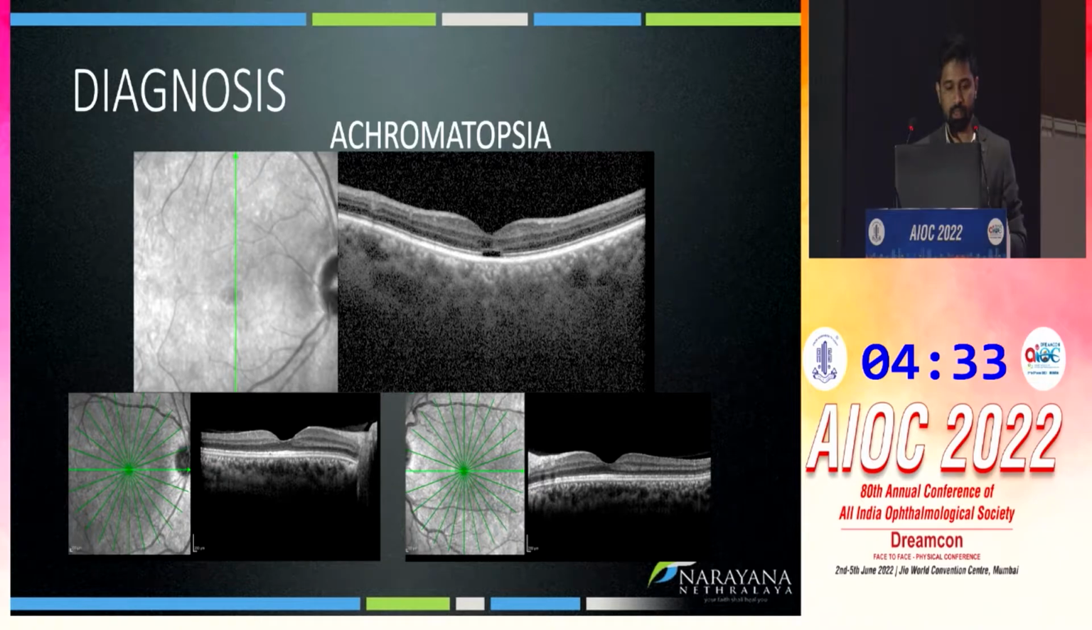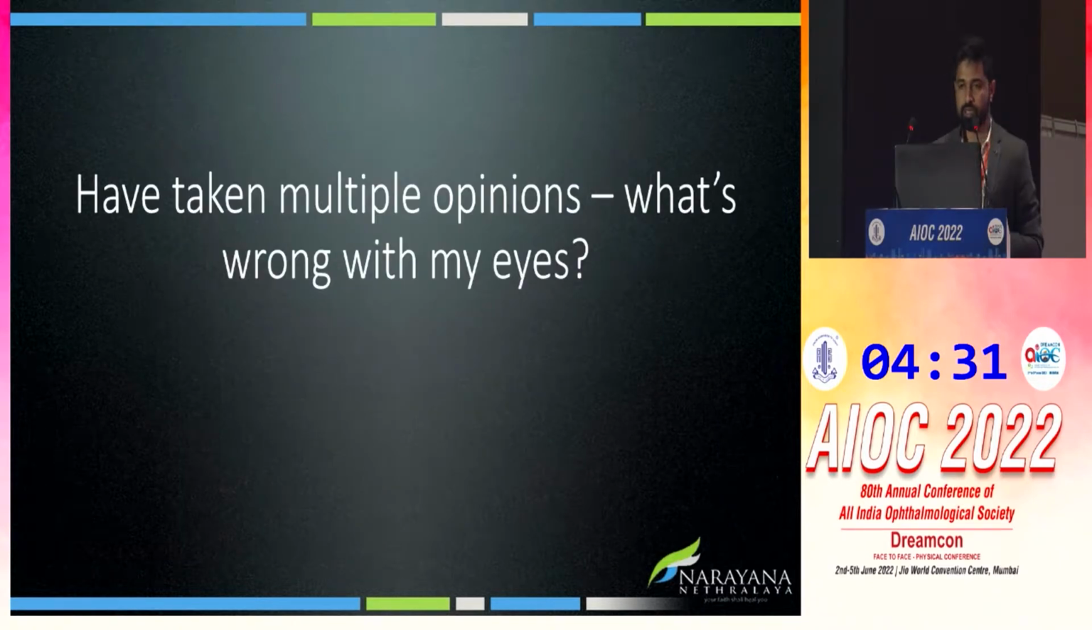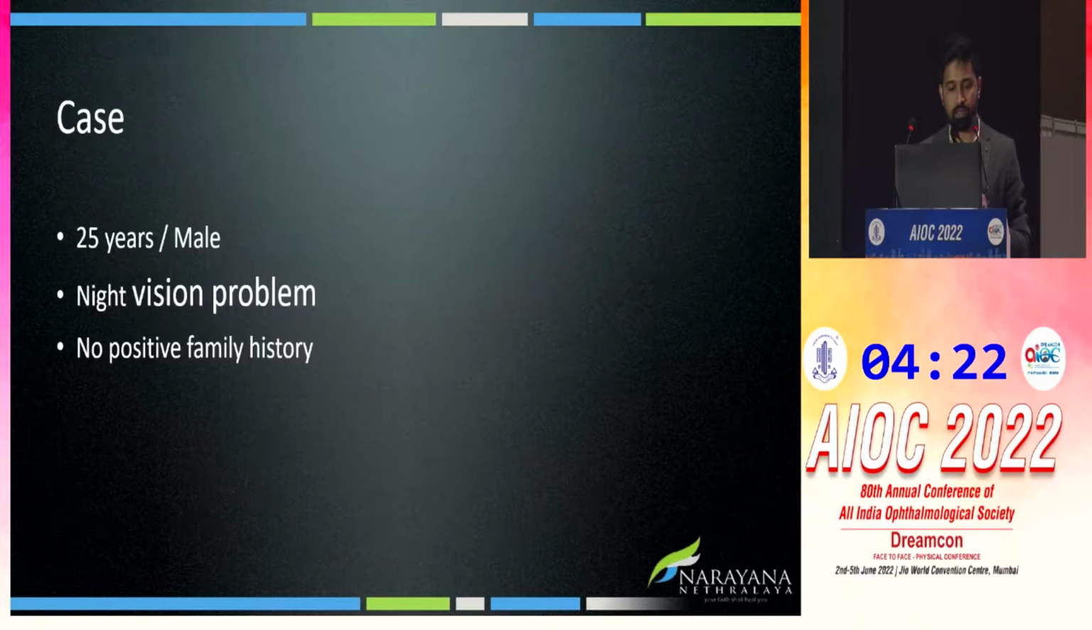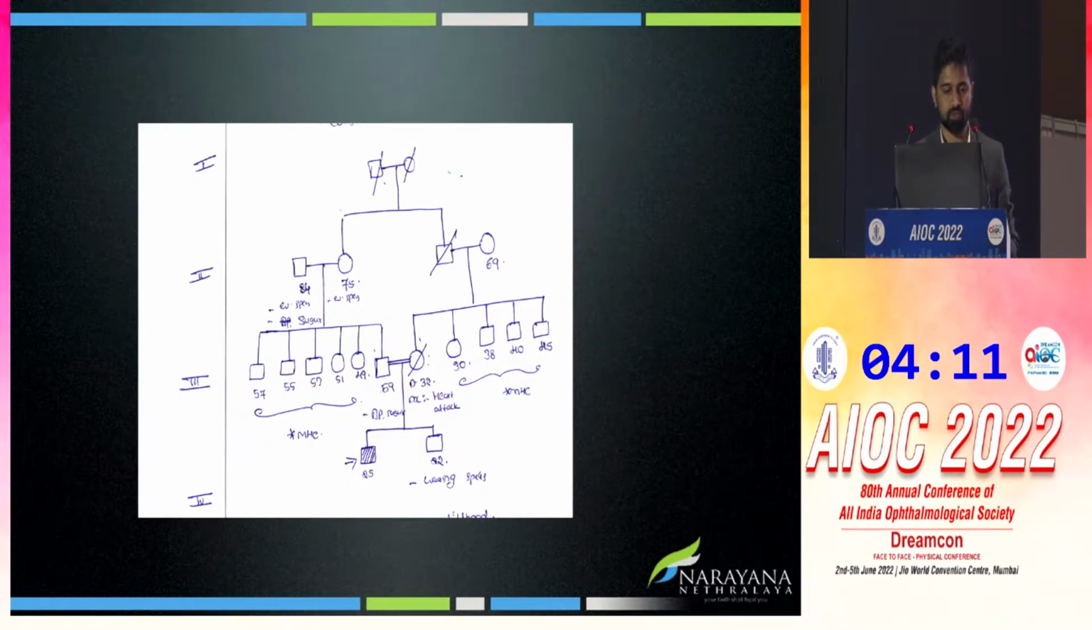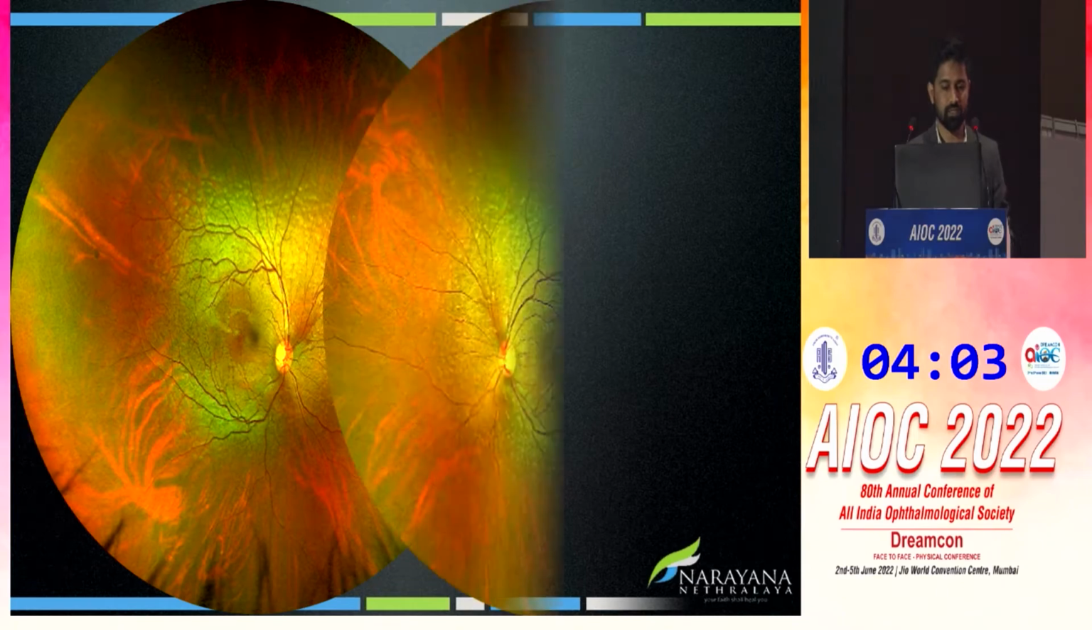Okay. Fine. So sometimes you see patients who have taken multiple consultations. What's wrong with my eyes? People tell them there is something wrong, but I'm not able to understand what's wrong. So this is one such patient who was a 25-year-old male who presented with night vision problem, no positive family history again. Vision was 6/9. Color vision was normal, anterior segment was normal. He was born out of a consanguineous marriage. He had one more younger brother. He said he's fine. We didn't examine him, and this is his fundus photo.